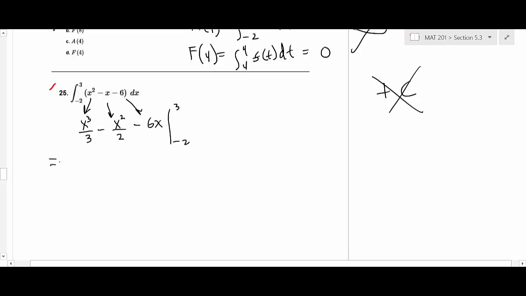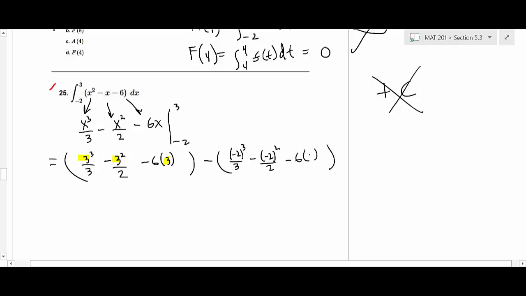All right, now we're going to move on. Evaluate at 3. So we're going to have 3 to the third over 3 minus 3 to the second over 2 minus 6 times 3. Okay, all I'm doing is just plugging in. Everywhere I see an x, I plug in a 3. Now subtract and then do the negative 2. So now we're going to do negative 2 to the third over 3 minus negative 2 to the second over 2 minus 6 times negative 2.